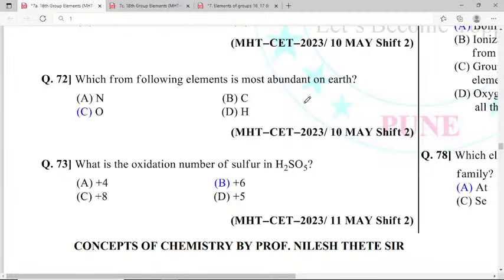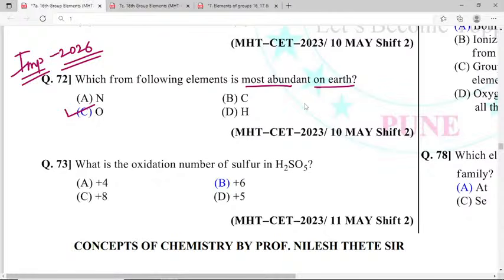Which of the following elements is most abundant on earth? Very, very important question. Oxygen. IMP 2026. Question number 72. Which of the following elements is most abundant on earth? The same question has been asked so many times. Oxygen is your answer.